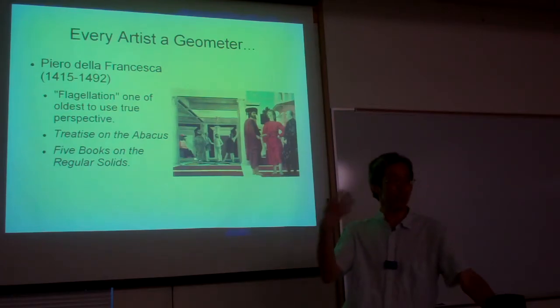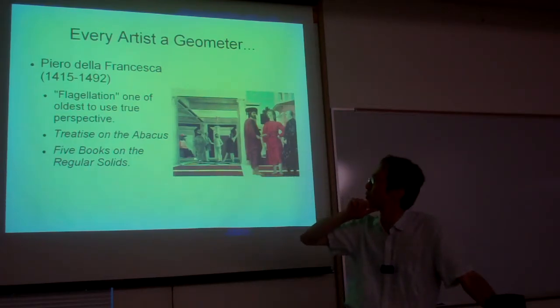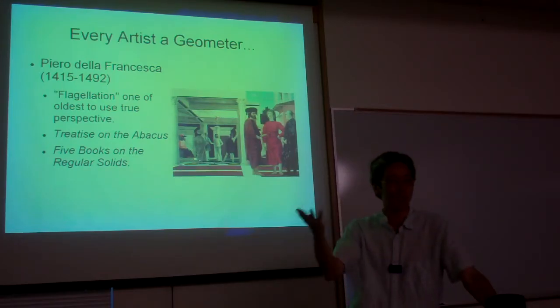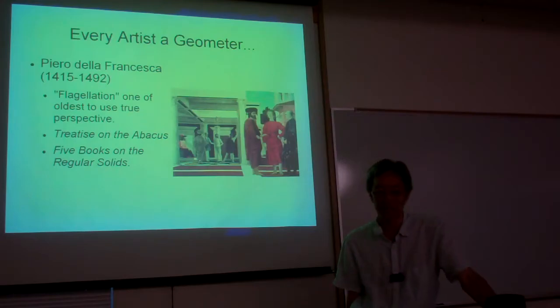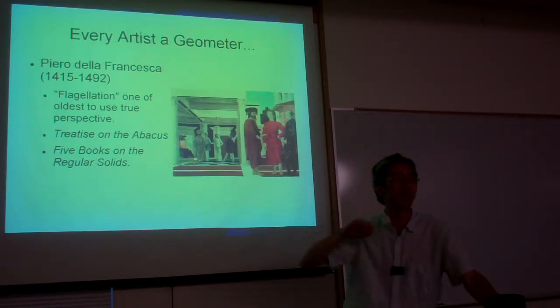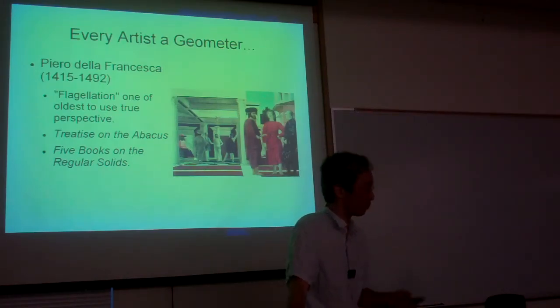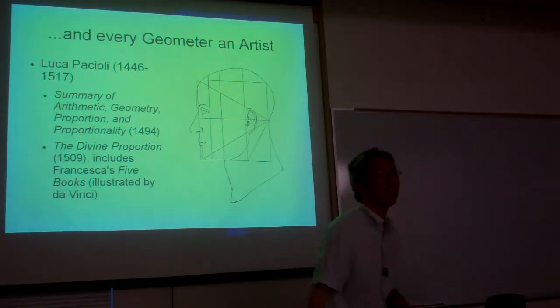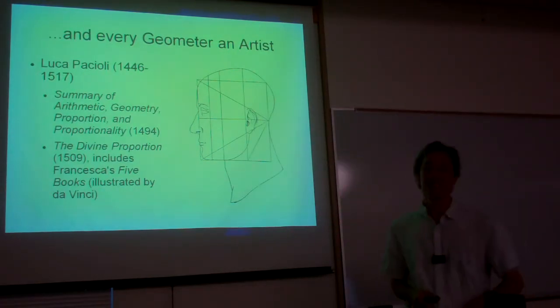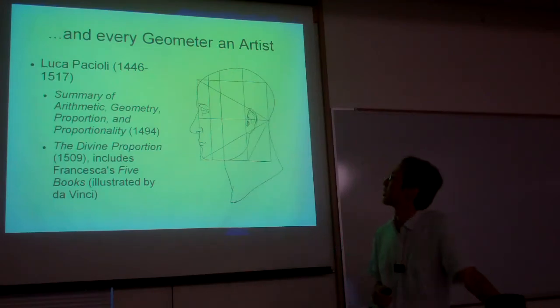And in addition to being a painter, as you can see from his other works, Piero della Francesca also writes a number of books on mathematical subjects. He writes a treatise on the abacus, and he writes something called 5 books on the regular solids. We'll return to that in a little bit. At the same time, not only is every artist a geometer, but every geometer also decides that they want to start to learn a little bit of art.